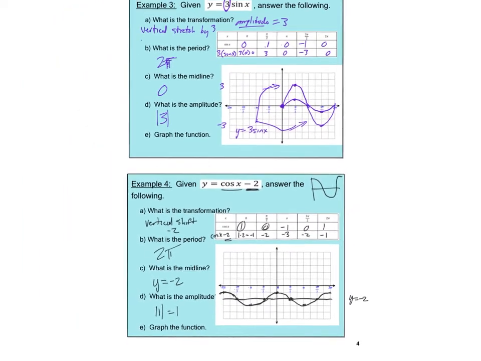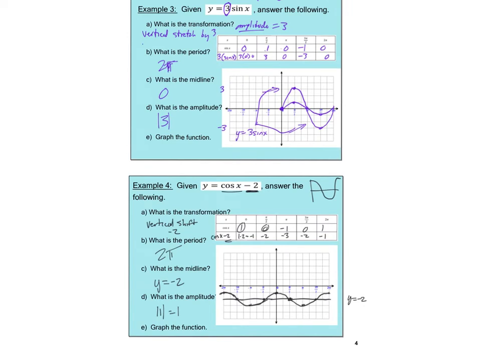So again, the top one, I put the number, you see how the 3 is right in front of the sine of x? That's going to mess with your amplitude. The -2 at the end is going to be a full vertical shift. All right, so it's going to move the whole graph down 2. That's what I'm looking at right there.